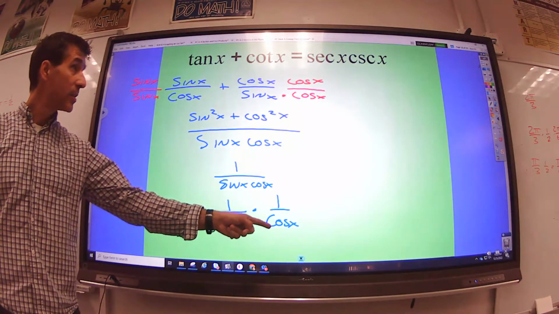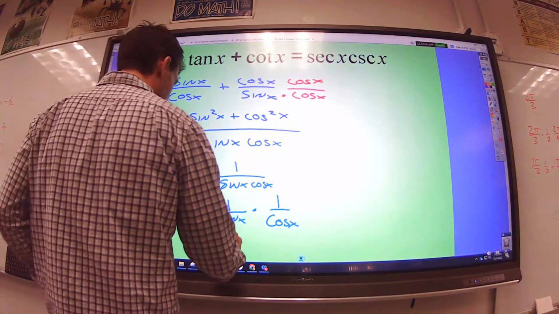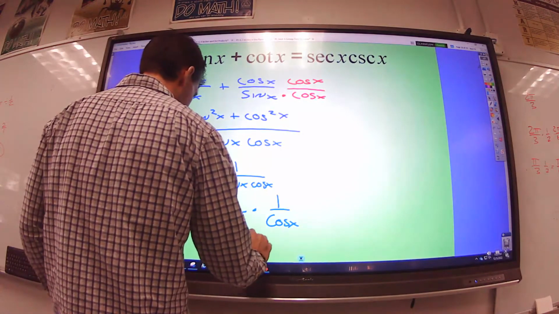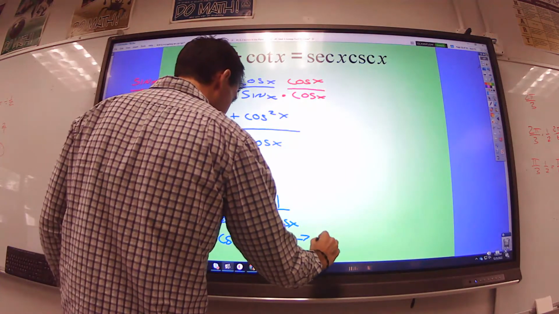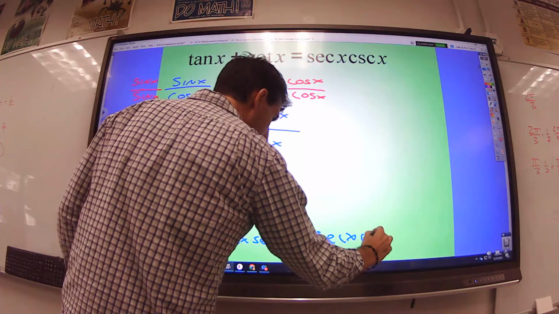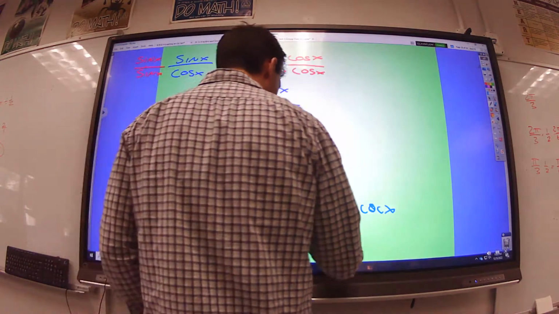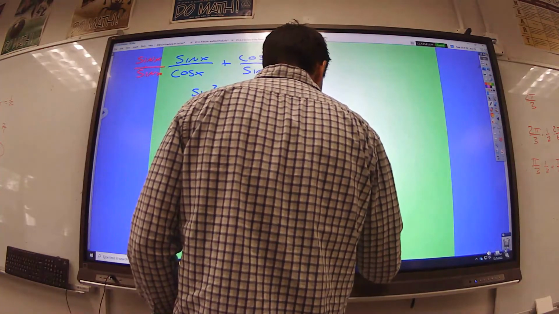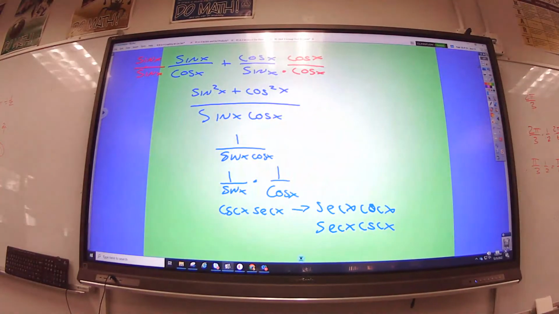Cosecant secant, which is our answer, except in a different order. Cosecant x, secant x. Now I can switch it, which is also equal to secant x times cosecant x. Oh, that's terrible. Let me write it better. Secant x times cosecant x. There, that looks better.